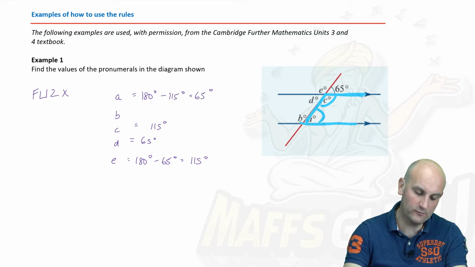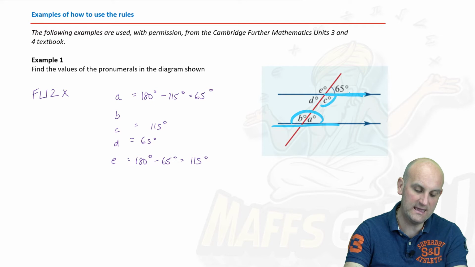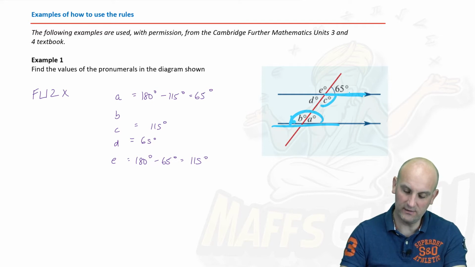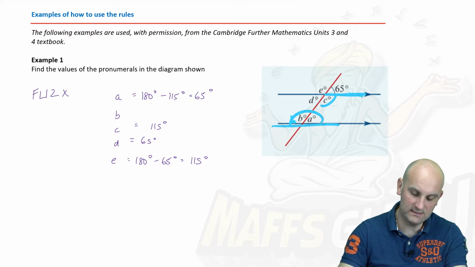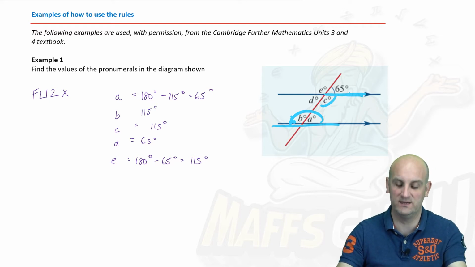And can I find the angle B? Well, I should hope so, because once again, I've got this on a straight line. And so I know that A and B must add to 180 degrees. And so B is equal to 115 degrees. Now, this is just one way of going around this. There are lots of ways of doing it.